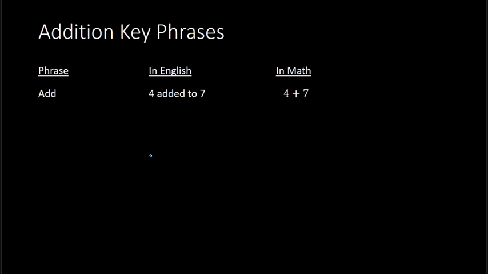Another word that we can use is the word plus. So if I said 4 plus 7, you would write that as 4 plus 7. Another word is the word sum. If I said write the sum of 4 and 7, I would express that as 4 plus 7.